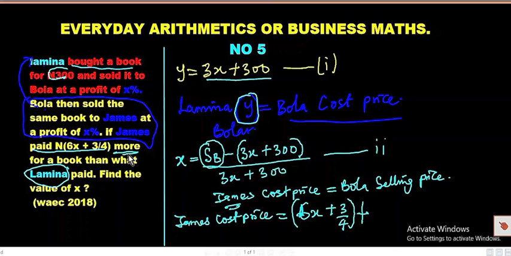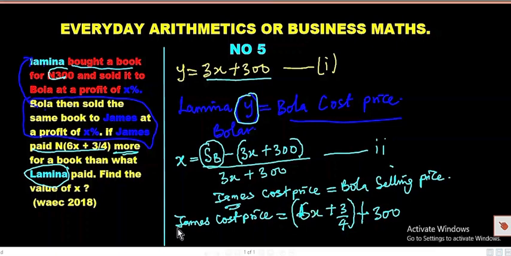More of what? Of Lamina's paid. Lamina's paid is cost price, which is 300. So it's going to be this. So this is the amount that James paid.